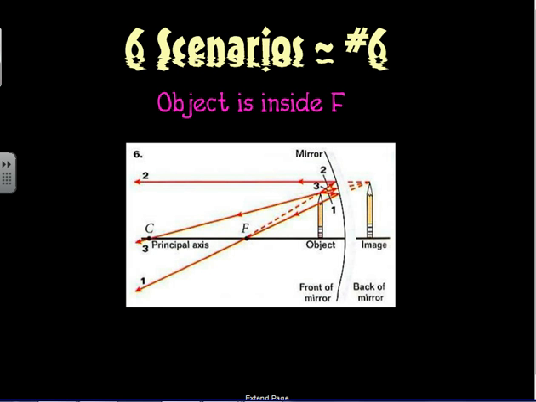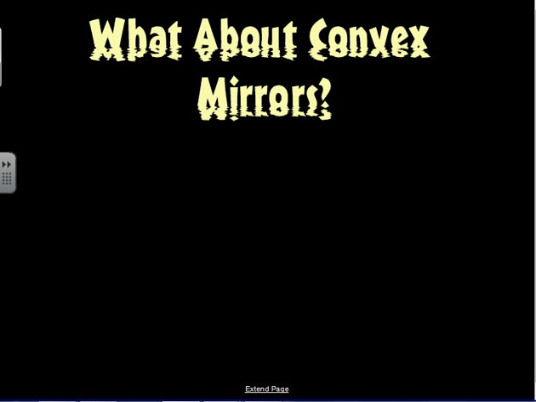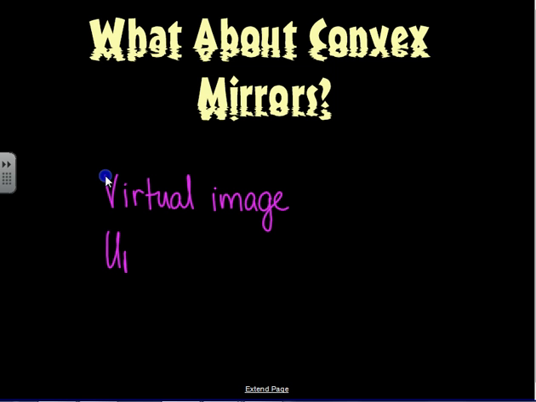The other thing I want to talk about are convex mirrors. Convex mirrors don't have 6 scenarios. Thank God, right? It would be hard to remember all of that. Instead, convex mirrors always create a virtual image. The image is always upright. And the image is always smaller than the object.